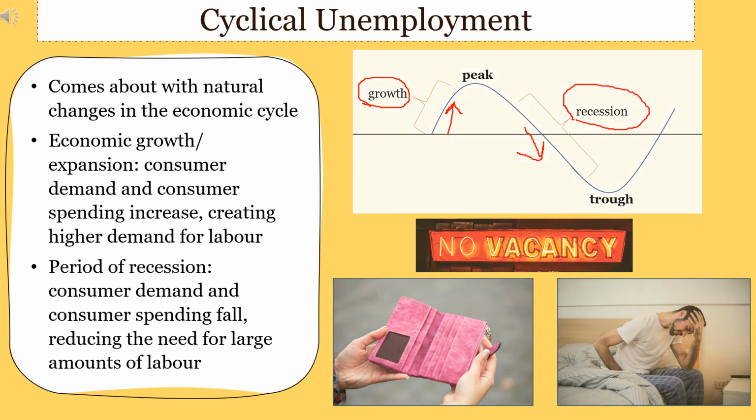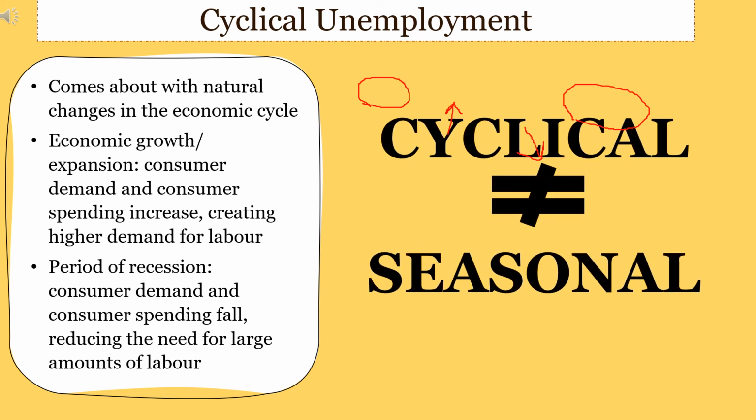Cyclical unemployment should not be confused with seasonal unemployment because cyclical unemployment happens naturally with the economic cycle, but seasonal unemployment specifically has to do with the time of year. There are times of year where more labor is needed and times when less labor is needed. That's predictable or more predictable.